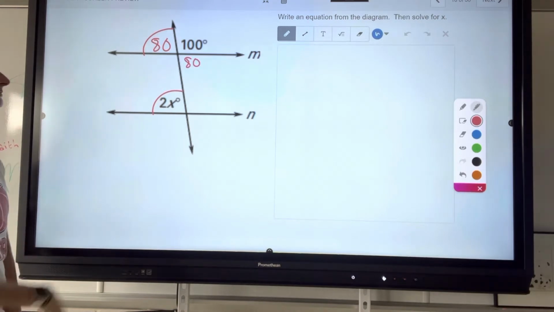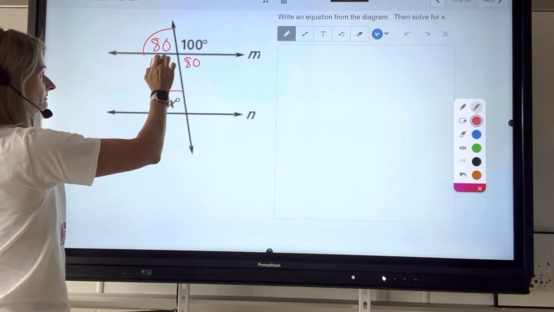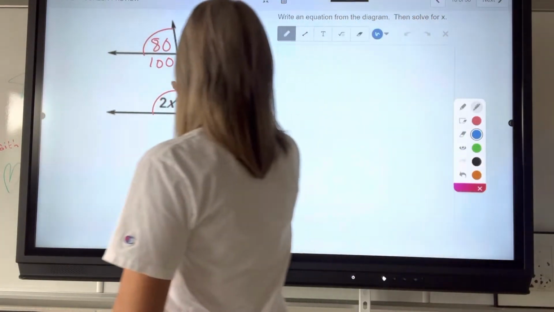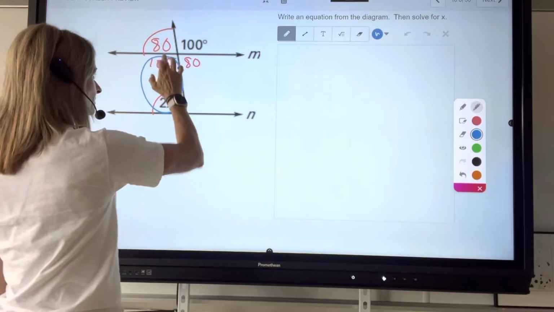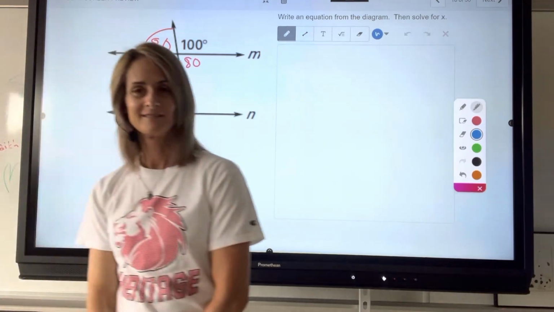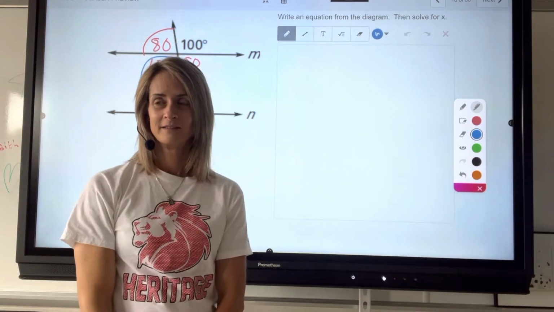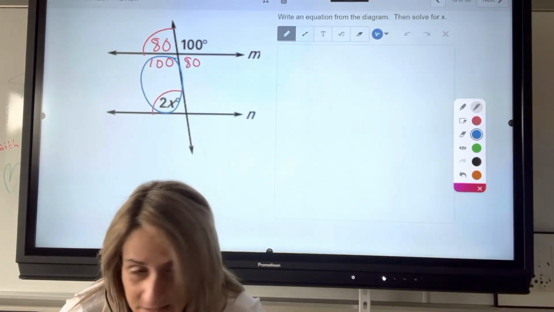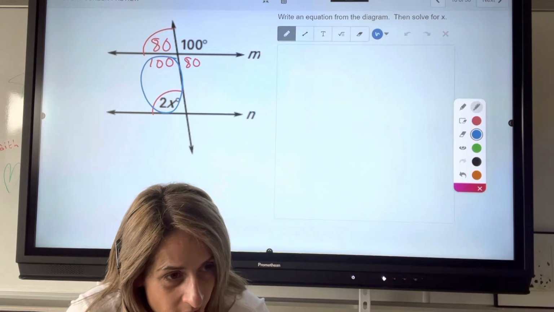Another thing you could do is if this is 80, this is 100. You could use consecutive interior angles. These two angles are not equal. What are they? They're consecutive. They are supplementary. They add up to 180.